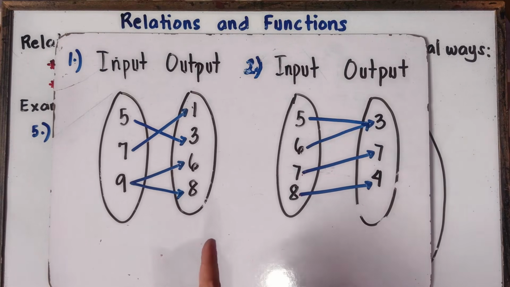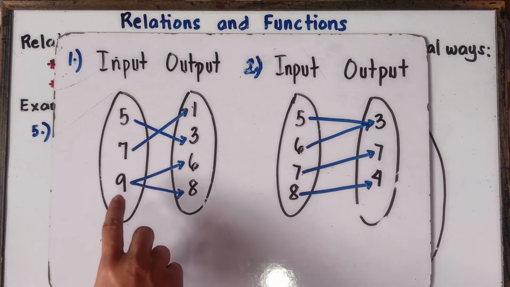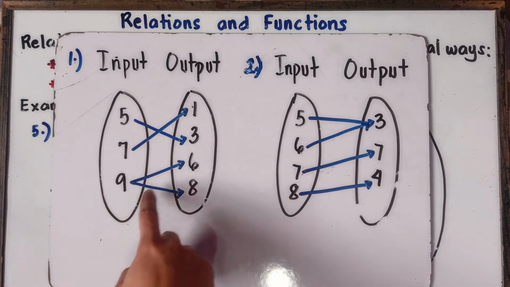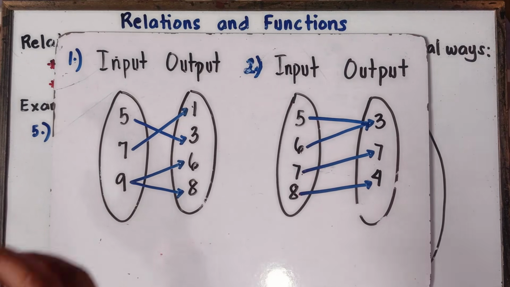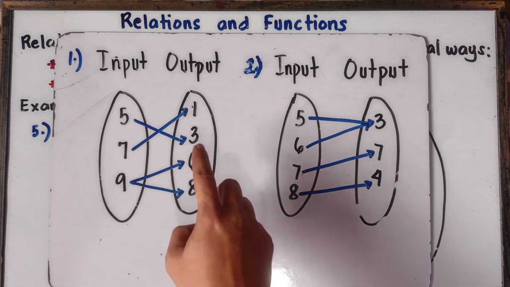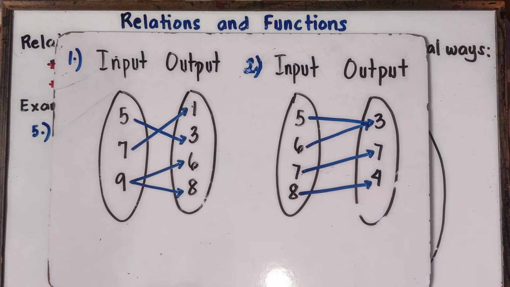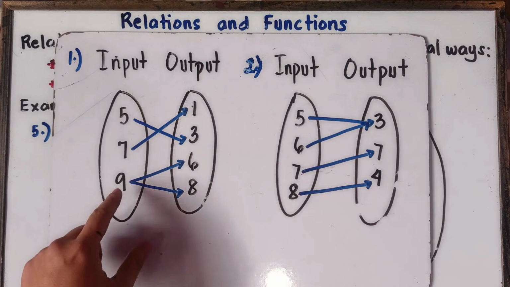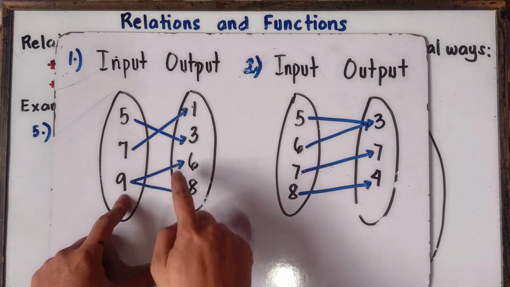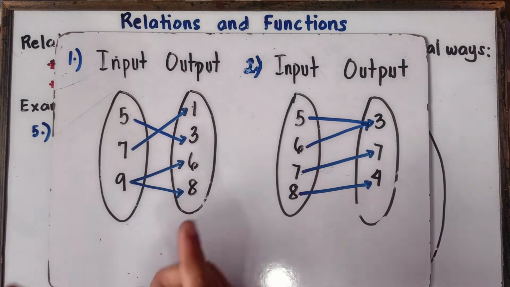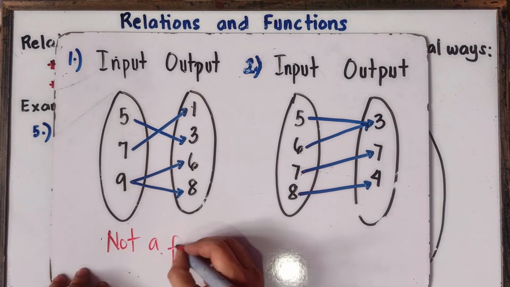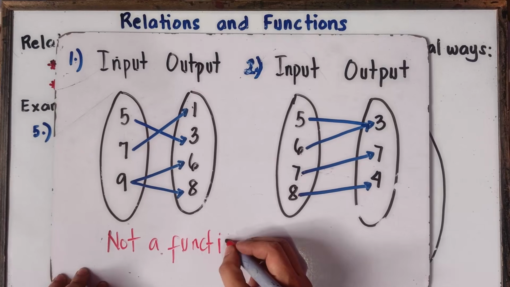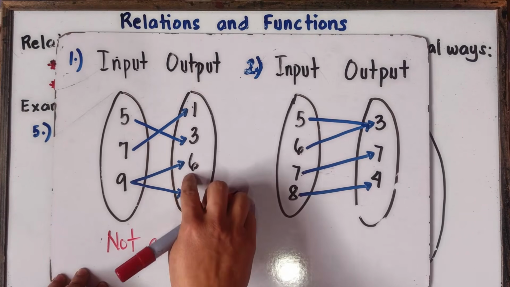Why is that, sir? Because this input 9 has two arrows pointing to different outputs. Once again, class, this input 9 corresponds to different outputs. There would be 6 and then 8. Or the quick and easy way, class, this input 9 has two arrows pointing to different outputs. Automatic, class, this will not be a function. Easy as that, class, not a function.